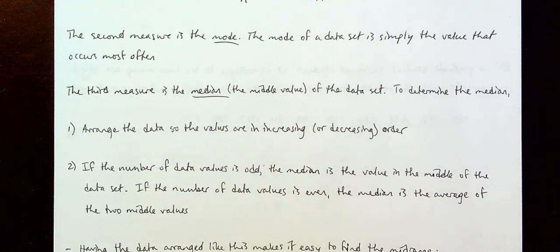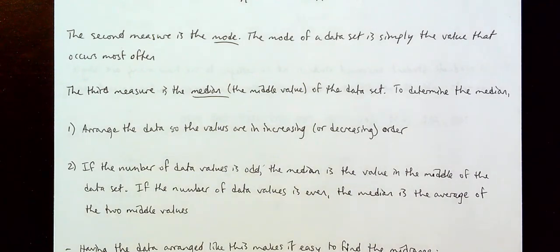You'd have some number of data values less than the median, and you'd have the same number of data values that are greater than the median. So if you have an odd number of data values, that's nice. If the number of data values is even, then the median is simply going to be the average of the two middle values.